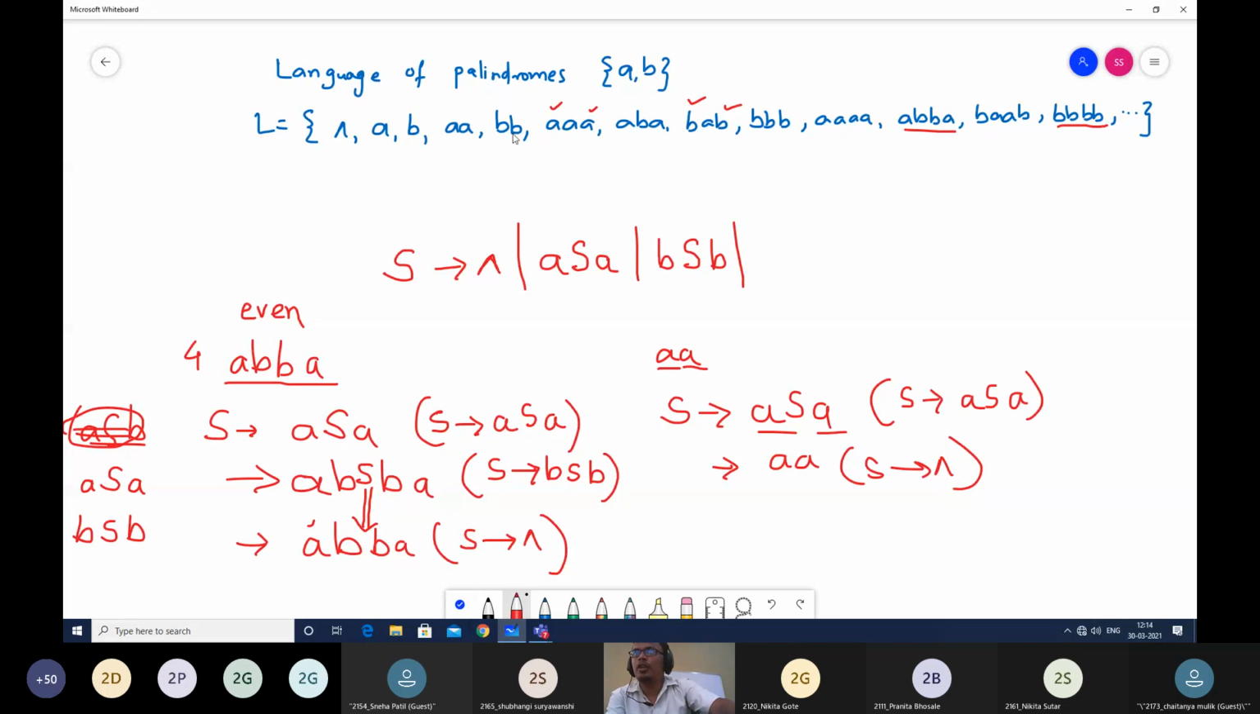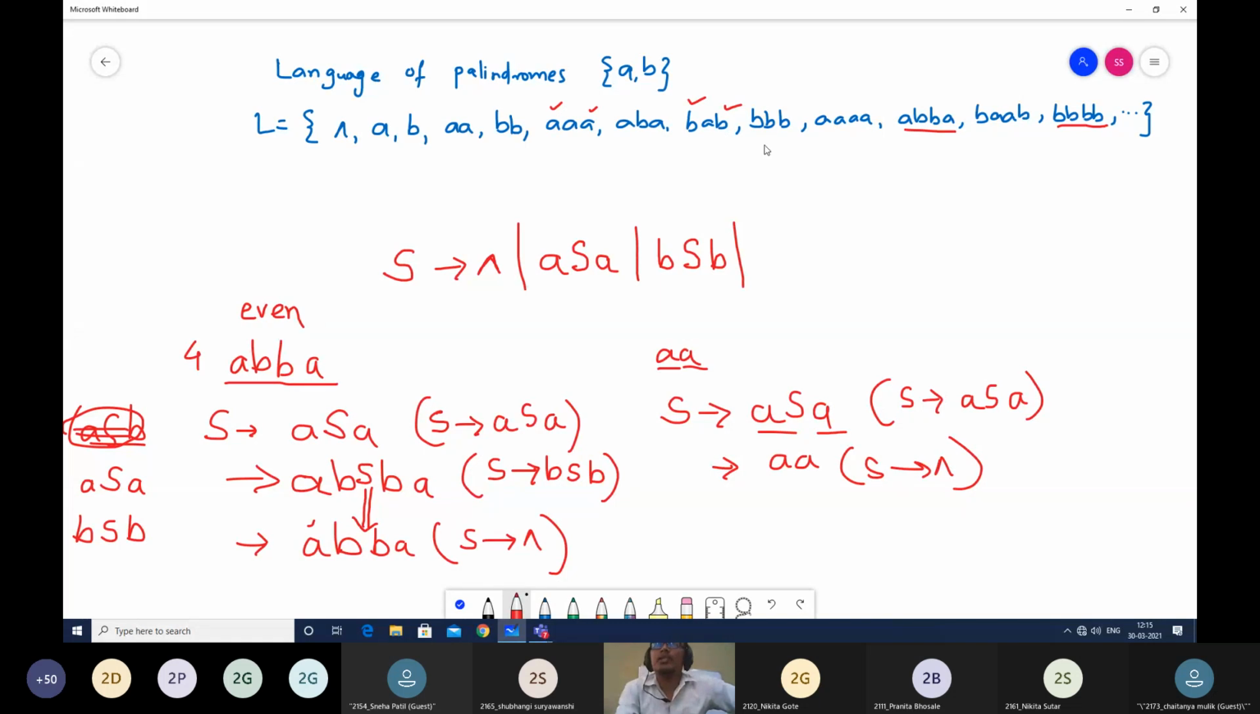S gives ASA and then S gives null. AA is accepted. For BB, what will I do? S gives BSB and then S gives null. So BB will be accepted, right? Then 4 times A can be accepted like this. Then ABBA I have shown. ABBA can also be accepted in that way, and 4 times B also can be accepted. So this much part works well with even length palindromes.